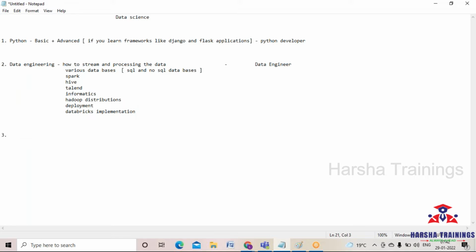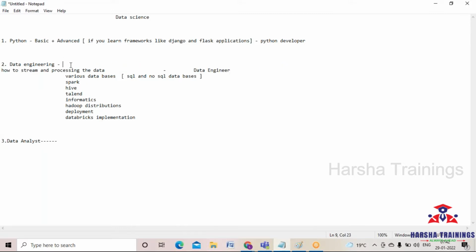Coming next is data analyst. In data analyst, here also the common skill is Python. This is common for data engineering as well as data analyst. Here you will learn Python, statistics, and Excel. You have to know Excel from basic level to advanced level. Next one is SQL. At least one SQL is fine.